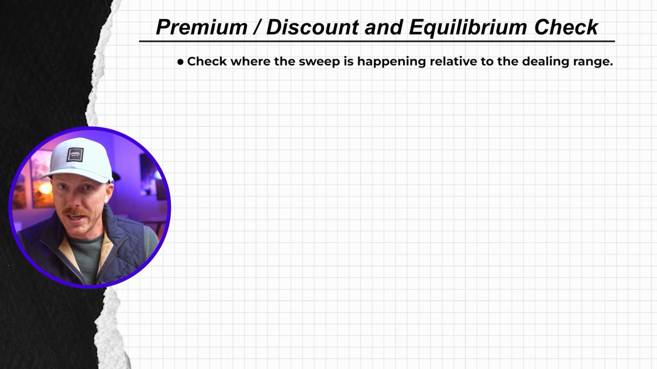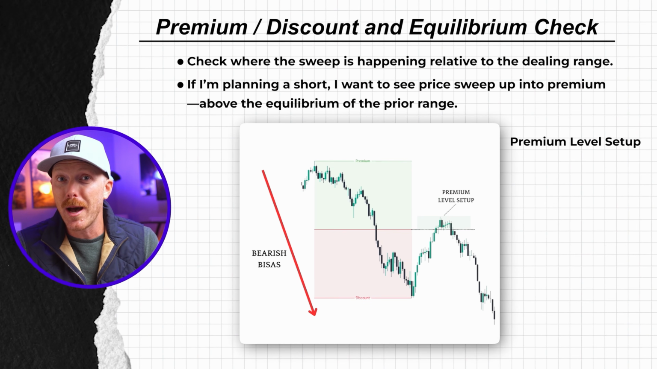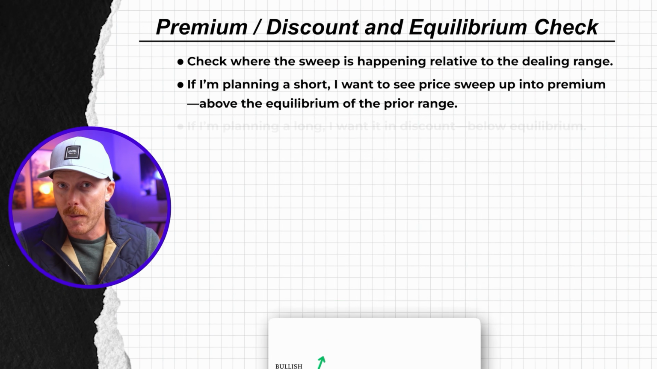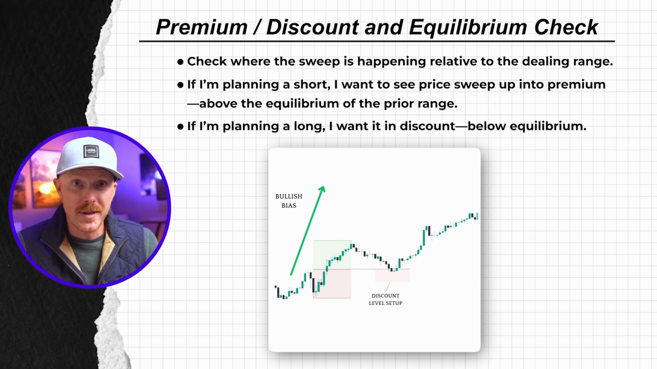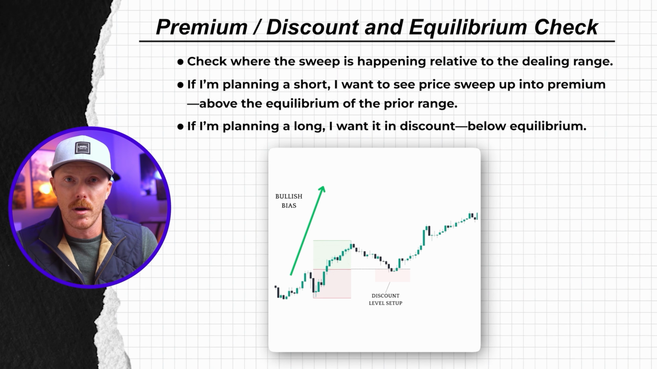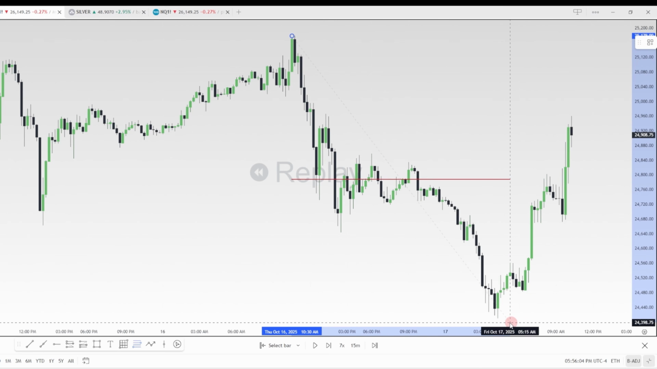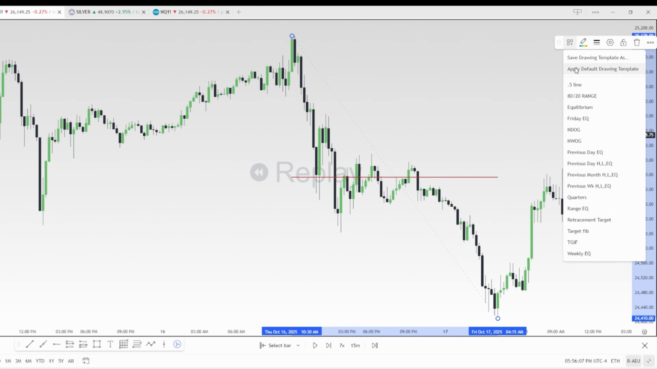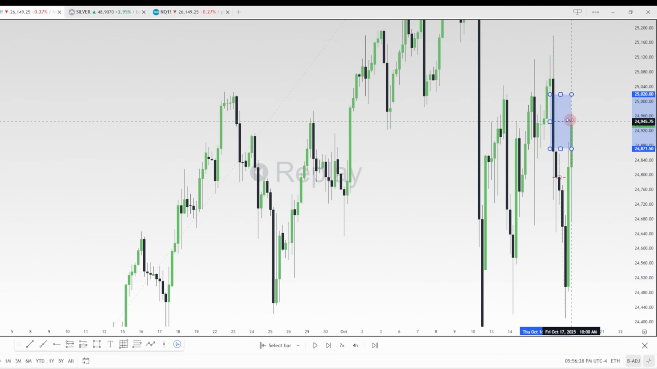Next, I want to check where the sweep is actually happening relative to the dealing range. If I'm planning a short, I want price to sweep up into premium, above the equilibrium of the prior range. If I'm planning a long, I want it to be in discount, below equilibrium of the previous range. So in our trade example, here is what I was actually looking at. First, we had equilibrium of the previous dealing range being tagged. That checked our premium condition.